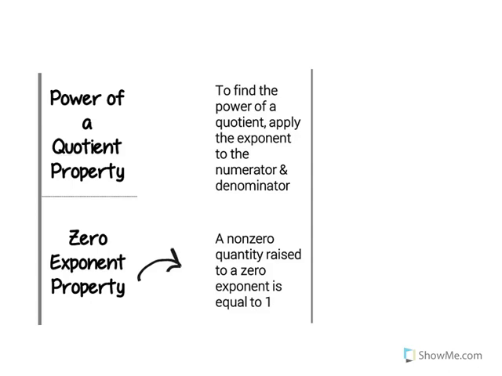The zero exponent property says that a non-zero quantity raised to a zero exponent is equal to 1. That's just telling us that anything raised to the zero power is going to equal 1. So x to the zero power equals 1, 6 to the zero power equals 1. We can say a number like 225 raised to the zero power, and that will equal 1. It doesn't matter what the number is, anything raised to the zero power is going to equal 1.